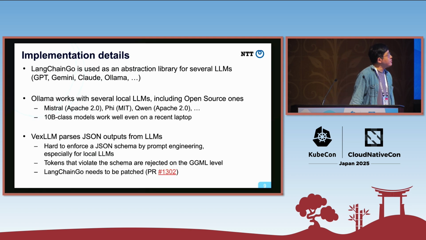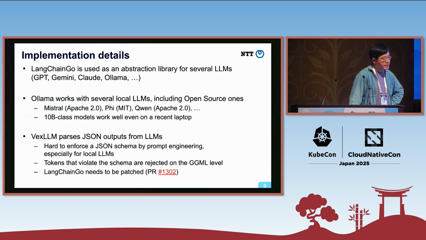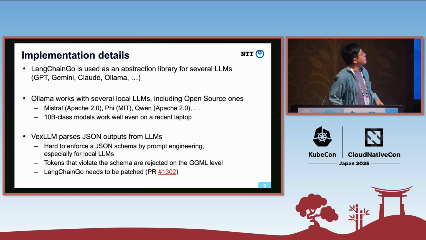I don't have time to talk about implementation details, but basically it's using LangChain Go and supports a bunch of LLMs, including GPT, Gemini, Claude, and Ollama using Mistral, Qwen, also known as QWay. And we have to patch LangChain Go so as to enforce JSON schema at the level of GGML. And, sorry.